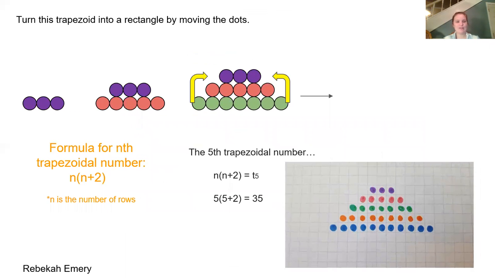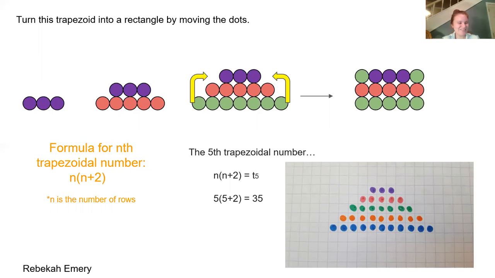Our last problem actually has 2 parts. The first part of the problem asks us to move dots to turn the trapezoid into a rectangle. Look at the third trapezoid shape. If you move 2 green dots to the bottom row, to the top row, you will get a shape that has 2 more columns than rows, which is a rectangle.